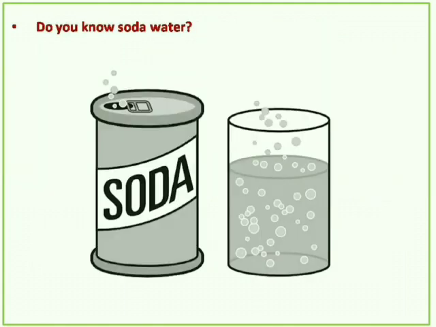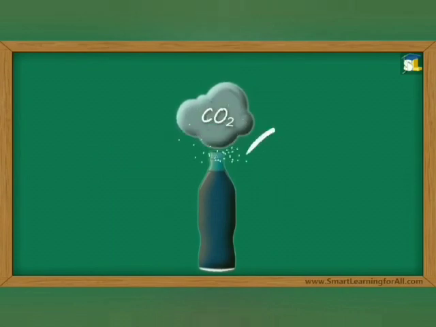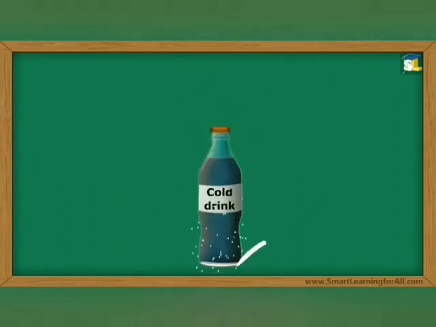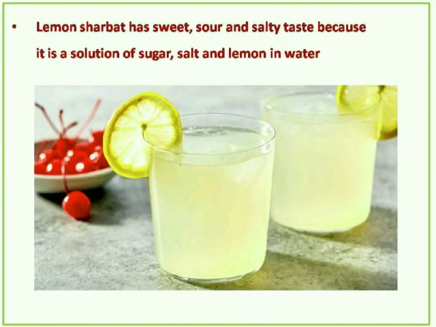Do you know soda water? To make soda water, carbon dioxide gas is dissolved in water under pressure. When the lid is removed, the pressure reduces and the gas bubbles out. Lemon sherbet has sweet, sour and salty taste because it is a solution of sugar, salt and lemon in water.